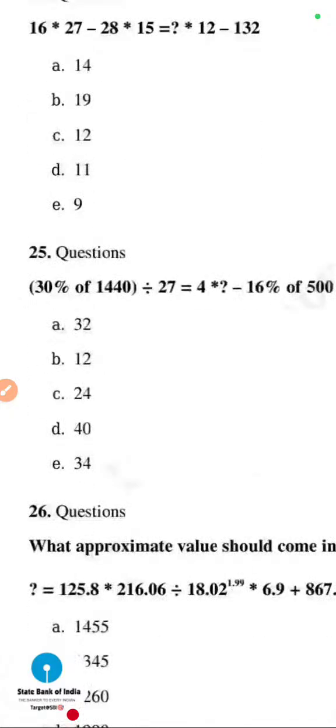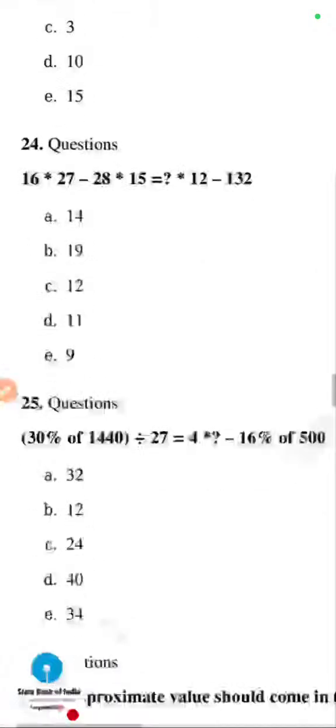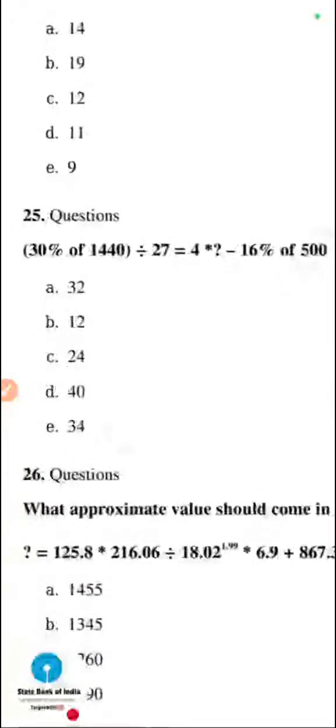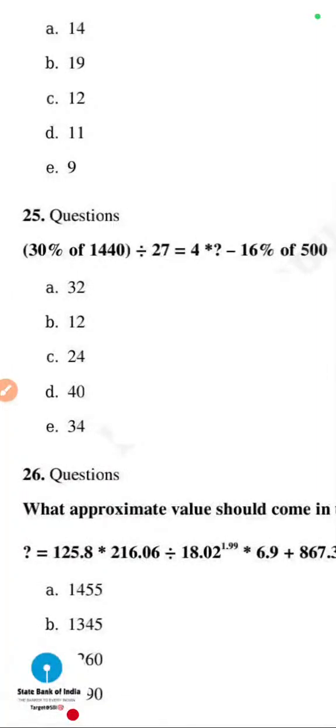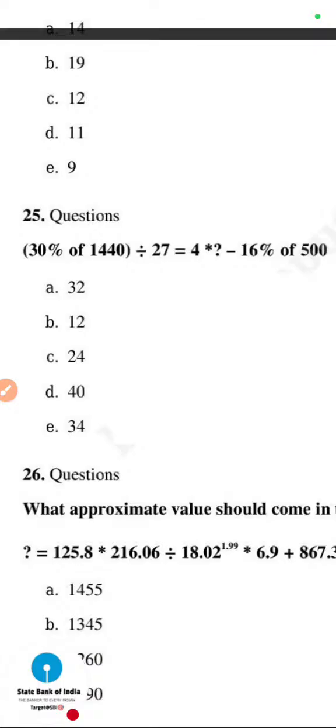Next, fifth. Here we see 30% of 1440. So 144 into 3 divided by 27. 3 9 times 9 16 times. So we get 16 equals to 4x minus 16% of 500. 16 5 times is 80. So 80 comes this side with plus 80. 16 plus 80, which will be 96. 96 is equals to 4x. 4 24 times is our answer. So the answer will be option C for the fifth question.